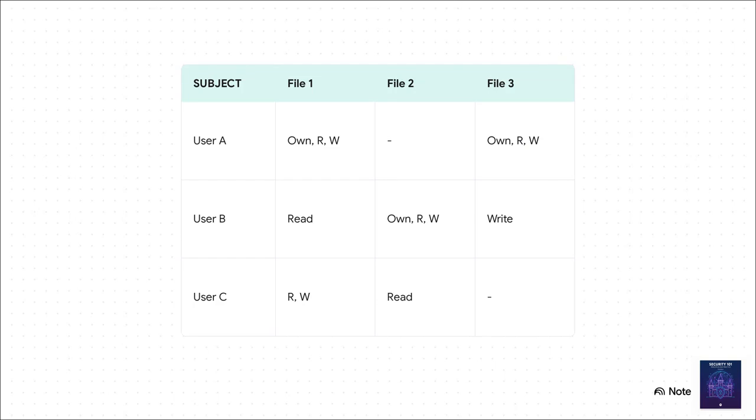So how does a computer keep track of all these individual keys floating around? It uses something called an access matrix. Just think of it like a giant spreadsheet. The rows are the people, the subjects, and the columns are the files, the objects. And the little cells in the middle tell you exactly who can do what to which file. So you can see right here, user A can read and write file 1, but user B, they can only read it. Simple as that.